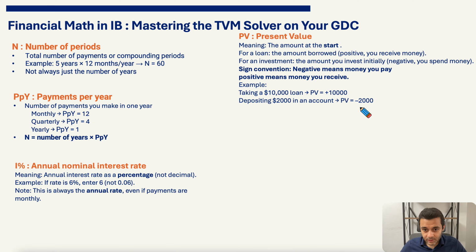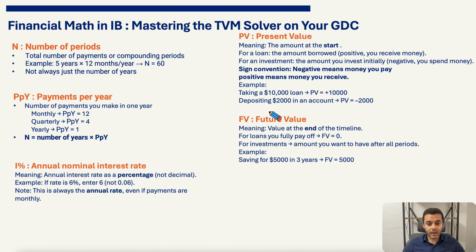So here, as you see, if you're taking a loan of 10,000, then it will be 10,000. But if you are depositing, it will be negative. Next, we have the future value, FV. It's the value at the end of the timeline you want.